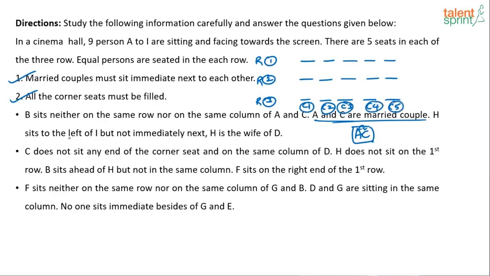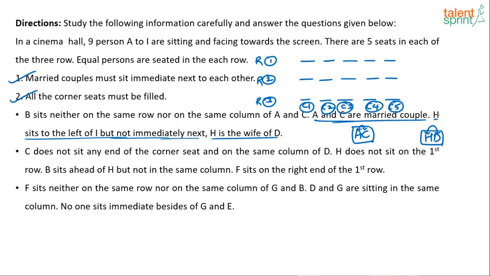Now H sits to the left of I but not immediately next. H is the wife of D. So another married couple is H and D. If H and D are a married couple, they should sit together. But again the same point, H and D can interchange their positions. They should be together, but is it HD or DH? That depends. And H sits to the left of I but not immediately next.